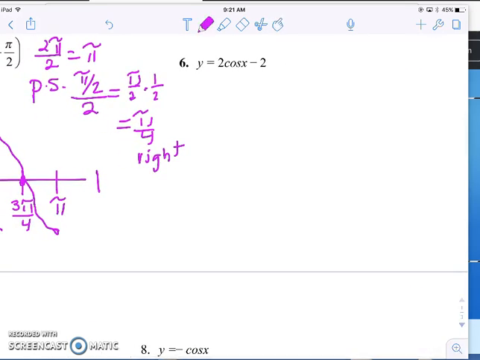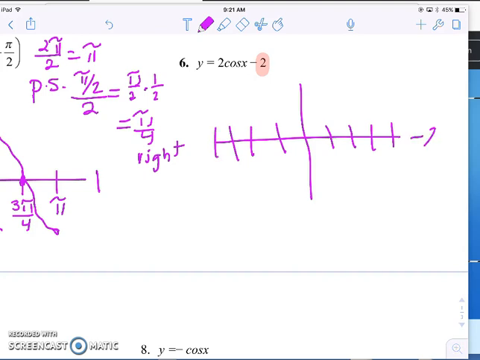So 1 negative period. So let's see, here's our d value right there. Well, I should put the 4 marks on each side. So there's our midline. Our amplitude is 2. So 2 above would be 0, below would be negative 4. Our period, 2 pi divided by 1, which would be 2 pi. So we have 2 pi.